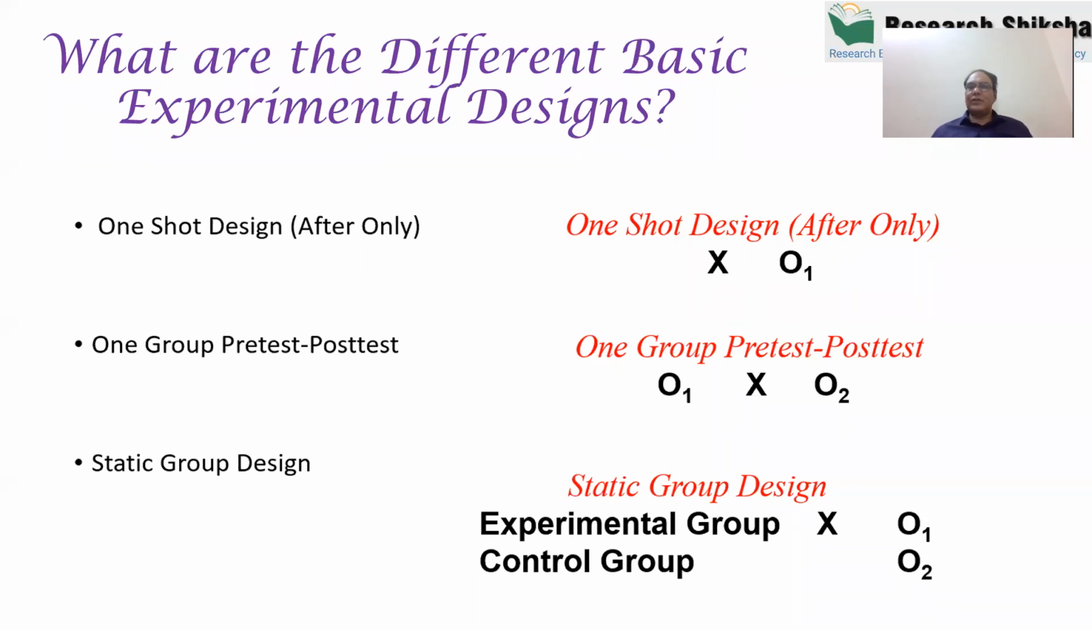So it is simply called one shot design. Second is one group pre-test, post-test. In this test, first of all you take a measurement before the experiment; X is the experiment. Before the experiment, you are measuring something, let's say their performance. Then you introduce this experiment, and after this experiment, you measure the performance again. And if there is a difference between O1 and O2, it means the X is having a significant impact on the performance, right? Okay.